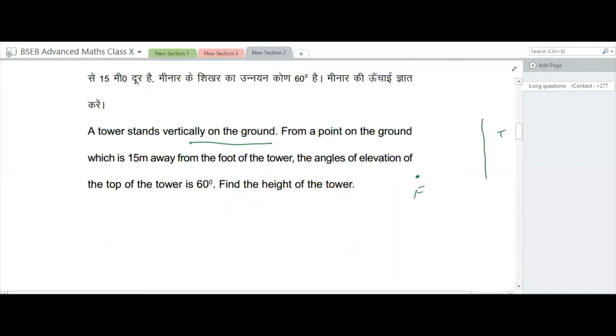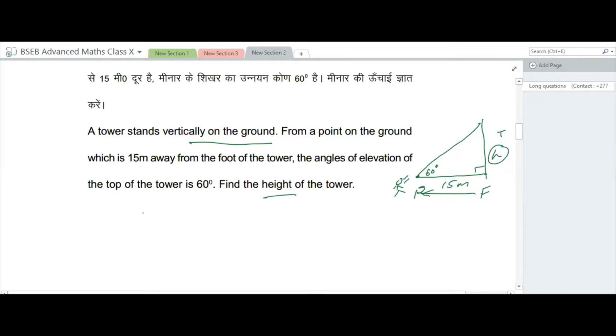This is a point on the ground which is 15 meters away from the foot of the tower, so this is 15 meters. If you are here and looking up, the angle of elevation of the top of the tower is 60 degrees, and that's 90 at the foot. We want to find the height of the tower. So this is the height.